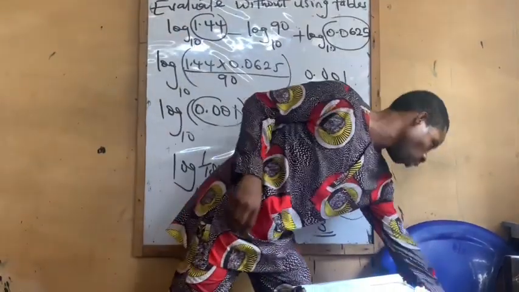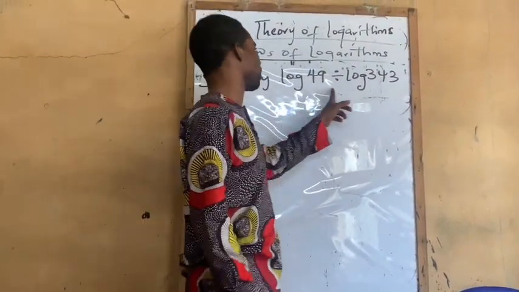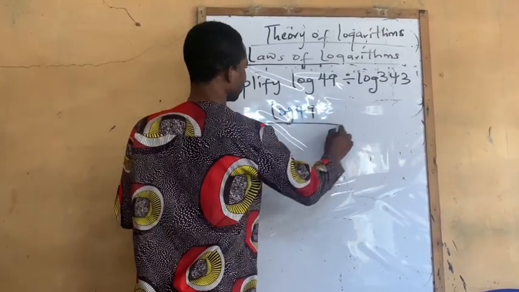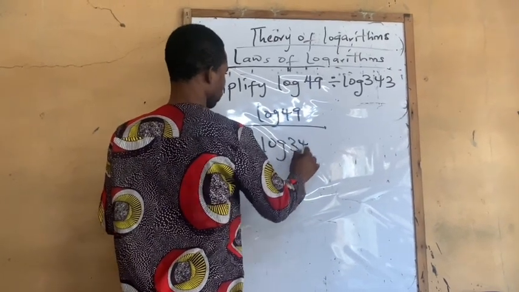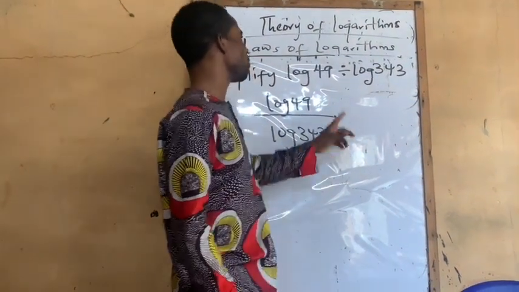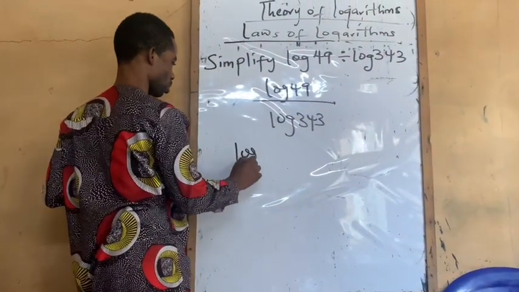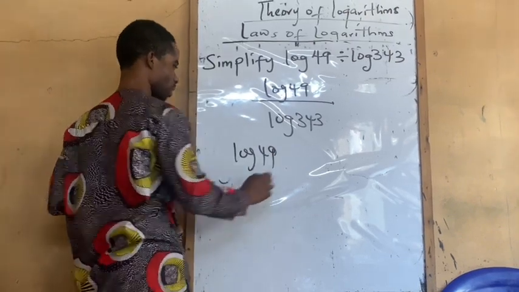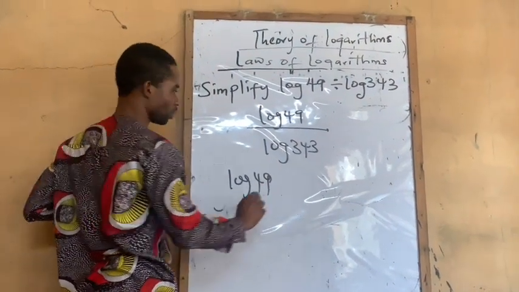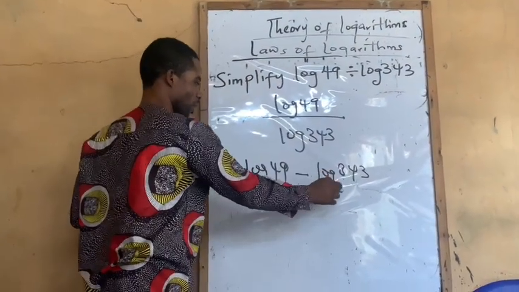Now in this case, we have log 49 divided by log 343. As simple as we had it, log 49 divided by log 343. Even though they don't put it, if it is minus, let me clear it. If it is minus, they say log 49 minus log 343. I thought that every log has a natural base, which is 10. Even though they don't put it, it has a base.